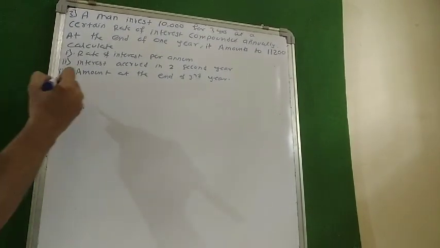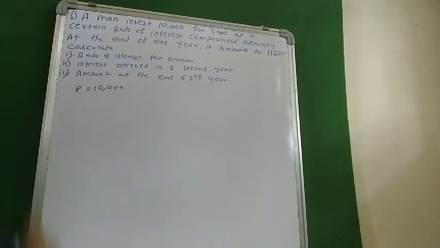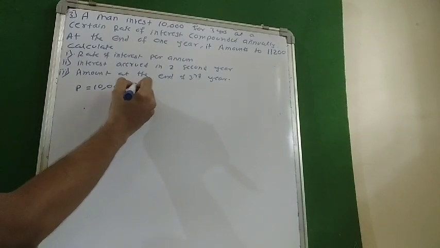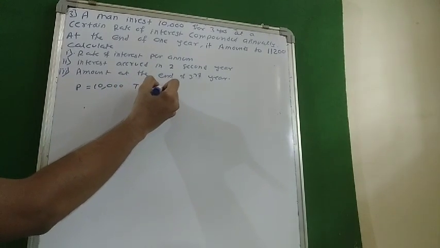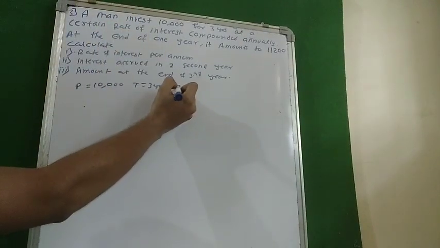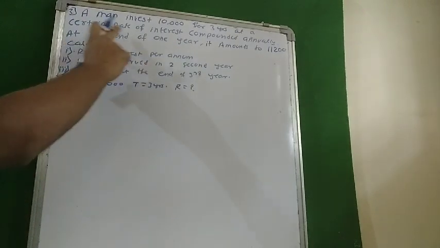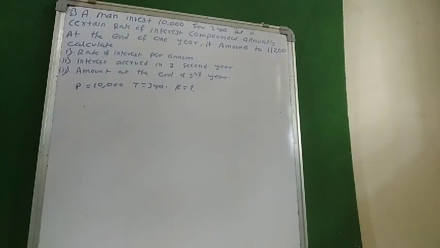Okay, we'll start with the third question. A man invests 10,000. So we have the principal as 10,000, for 3 years. So time is 3 years, at a certain rate. So yes, the rate is the question for us first. At a certain rate of interest compounded annually.